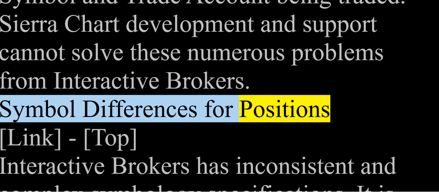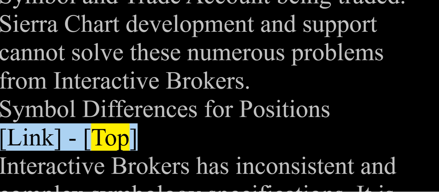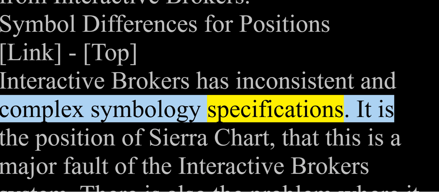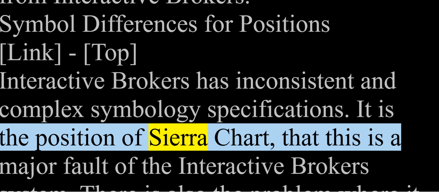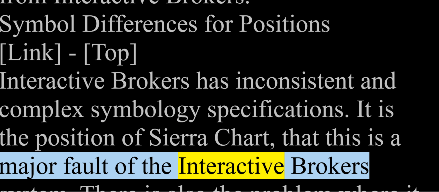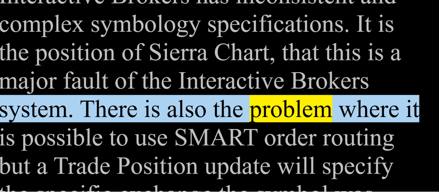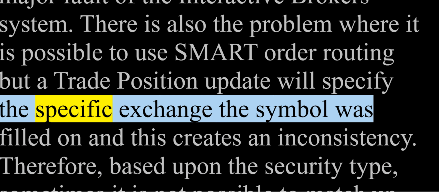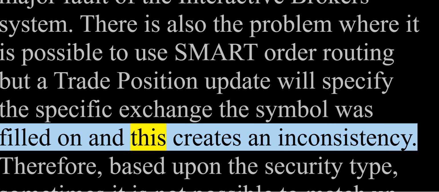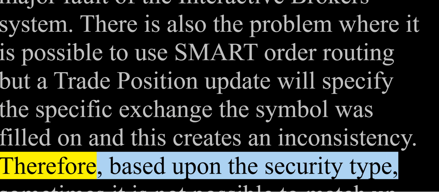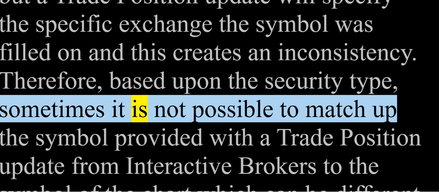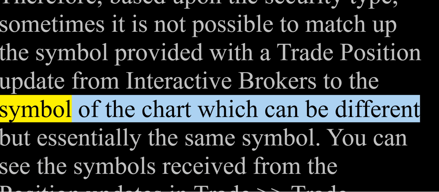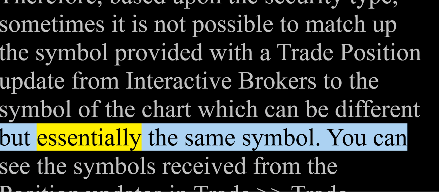Symbol differences for positions. Interactive Brokers has inconsistent and complex symbology specifications. It is the position of Sierra Chart that this is a major fault of the Interactive Brokers system. There is also the problem where it is possible to use smart order routing, but a trade position update will specify the specific exchange the symbol was filled on, and this creates an inconsistency. Therefore, based upon the security type, sometimes it is not possible to match up the symbol provided with a trade position update from Interactive Brokers to the symbol of the chart, which can be different, but essentially the same symbol.